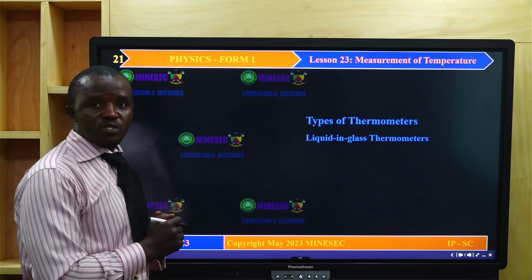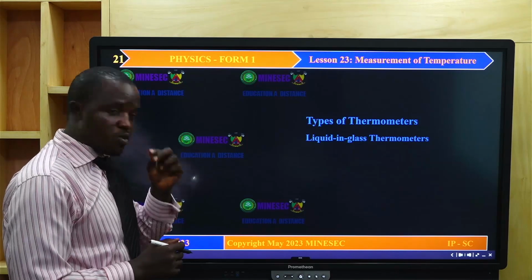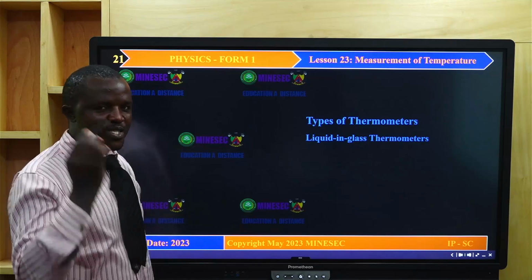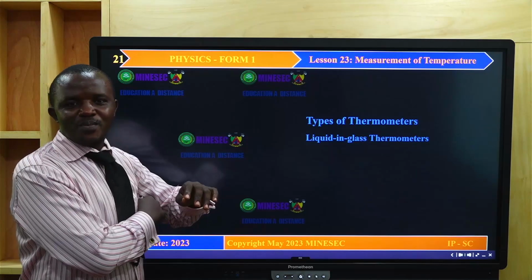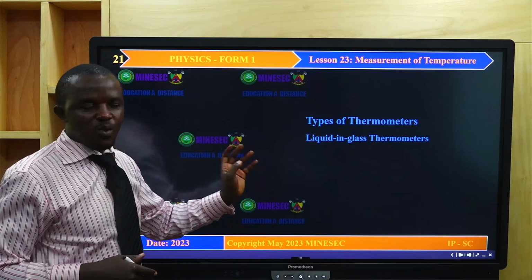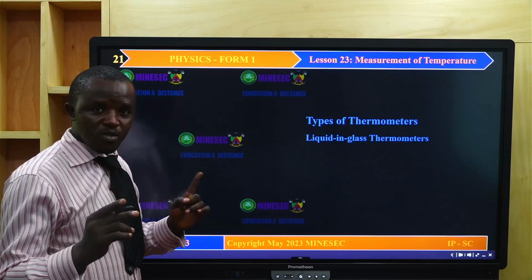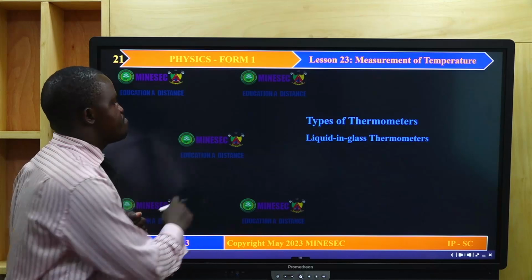There are different types of thermometers, like the ones that you use in the hospital. If you've ever been to the hospital and the doctor either brings something to your ear or puts something in your armpit, okay? In the course of this lesson, we're going to see some different types of thermometer. Take note, it measures temperature.